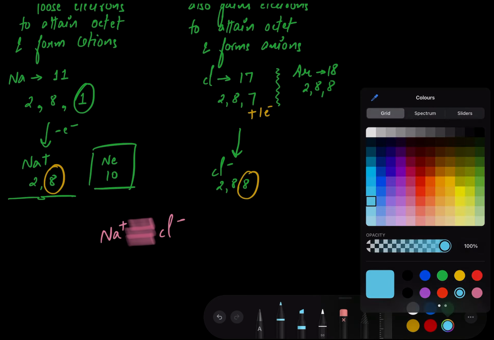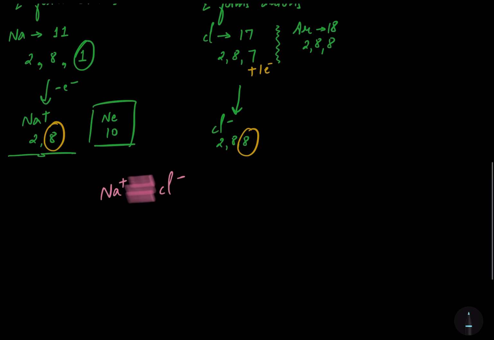The elements which lose electrons are always metals. The elements which gain electrons are always non-metals.